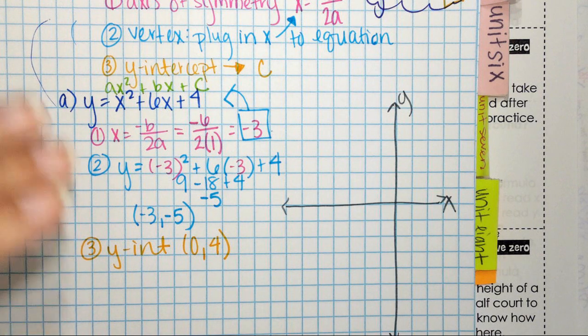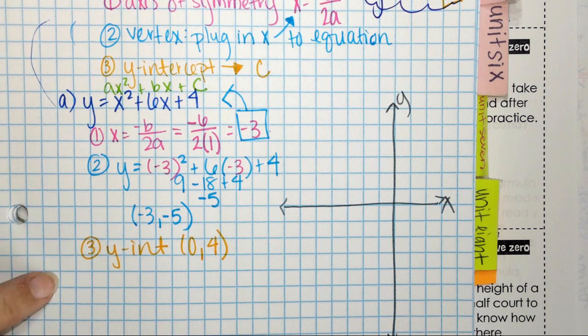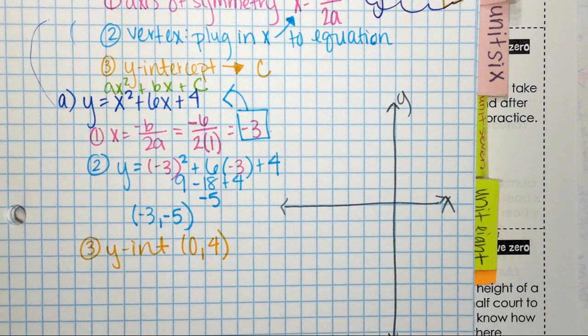Okay, so if you didn't have colors, I want you to write 1, 2, 3 beside those, like I did. And you graph it in that order.